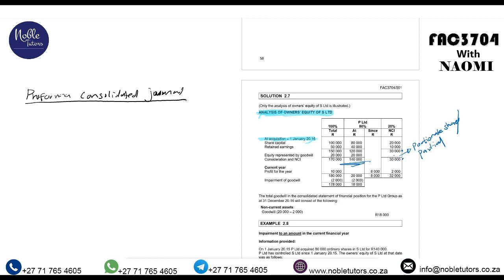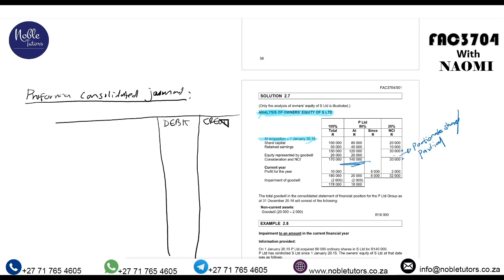I want to eliminate common items. I'm just going to avoid using the ruler for the sake of time. So I've got debits, I've got credits, my journal still looks like a normal journal, but remember I'm doing more of a reversal because I'm eliminating transactions. I want to use this example to show you how you can move from your analysis to the journal. So what do I want to do? I want to eliminate everything that happened at acquisition. That is common items.